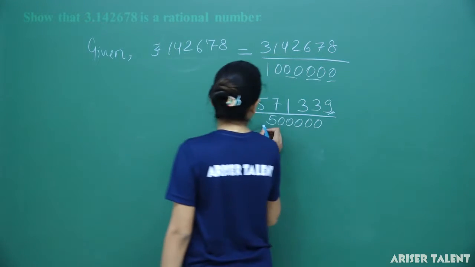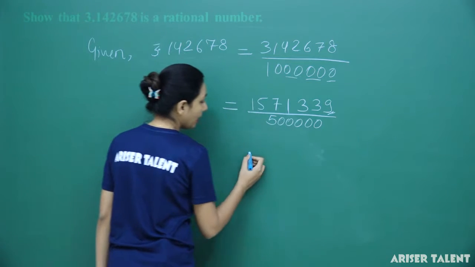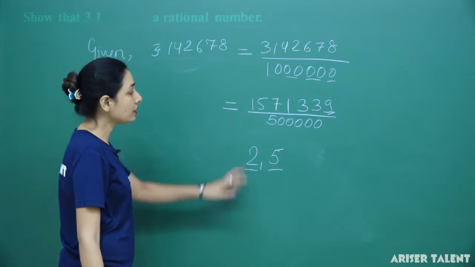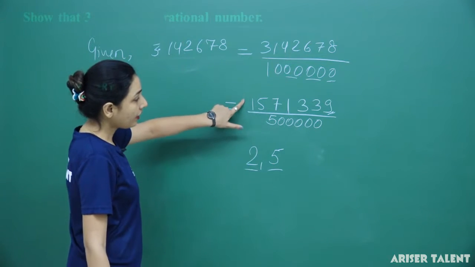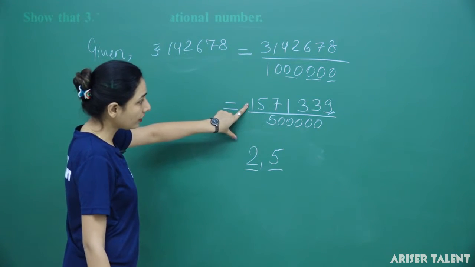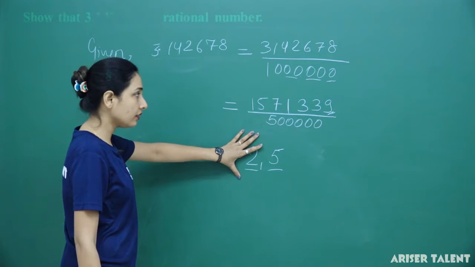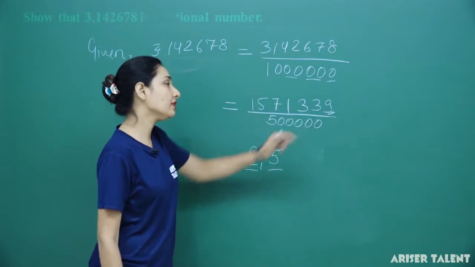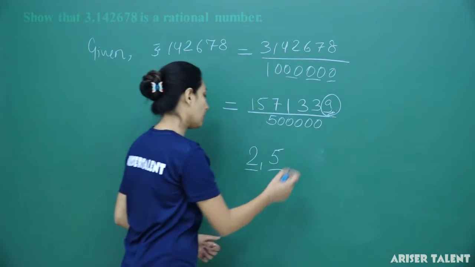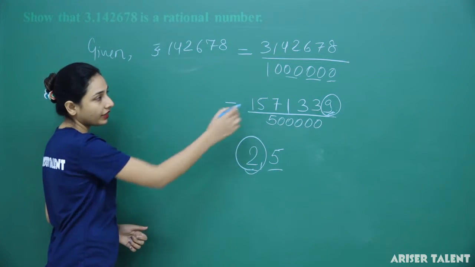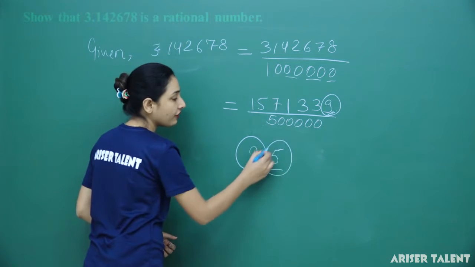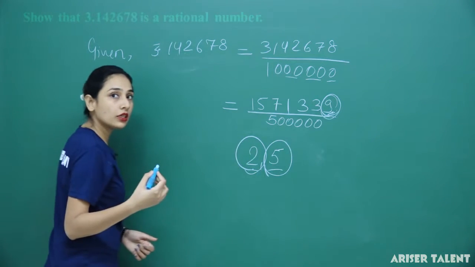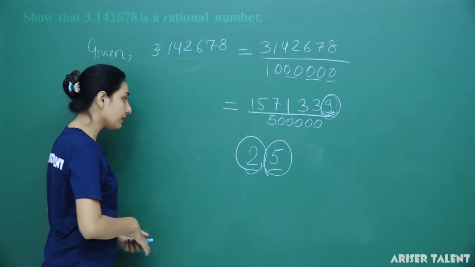As we talked about the denominator, you only have 2 and 5 as prime factors. Now if I talk about the numerator, it has neither 2 nor 5 as a factor, because it ends with this 9 here. So 2 will not be a factor of it, and 5 will also not be a factor, because it does not have 2, 0 or 5 at the end.